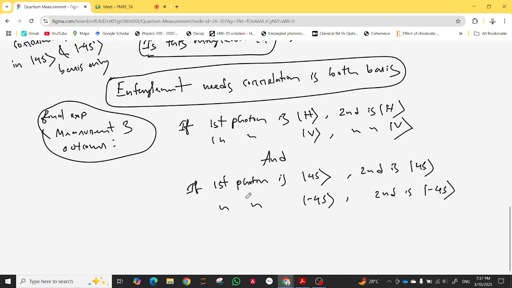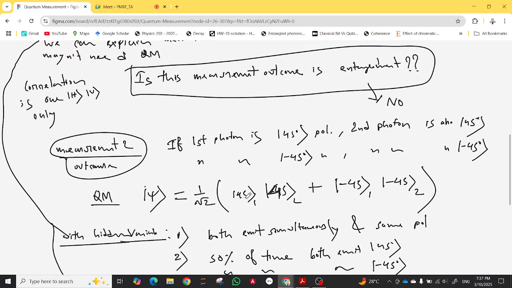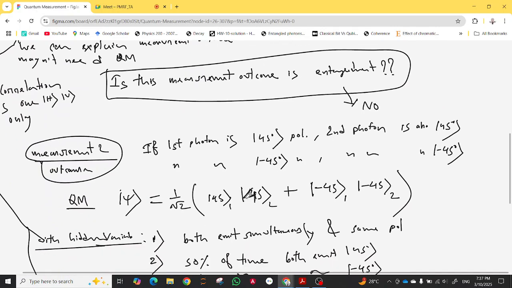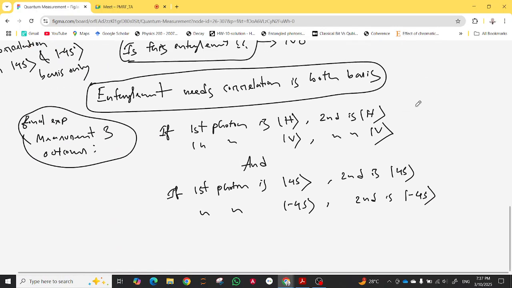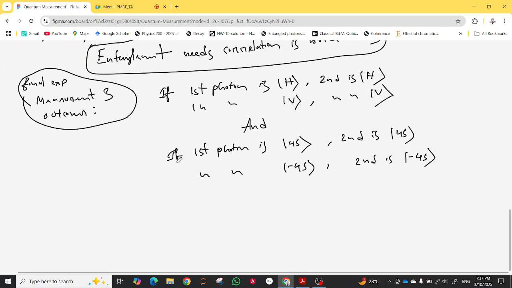So in measurement 3, what you did, you combined the two measurement outcomes of measurement 1 and measurement 2, right? This is the outcomes of measurement 1, this is the outcomes of measurement 2. In experiment 3, if the first photon is H, second is H. If the first one is V, second is also V. And this "and" is important, okay? You are not stopping here. If you measure the first photon is 45, second one is 45. If you measure first one is minus 45, second one is minus 45. So this is your measurement outcomes of experiment 3.